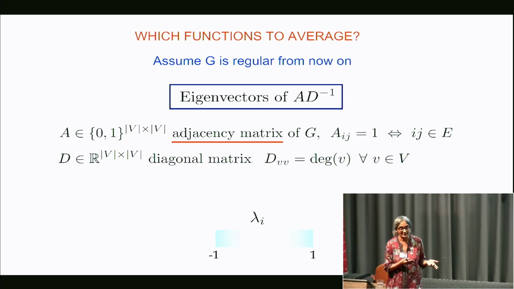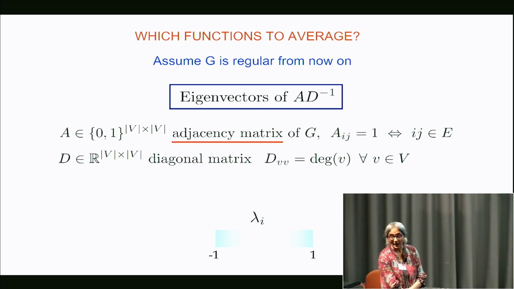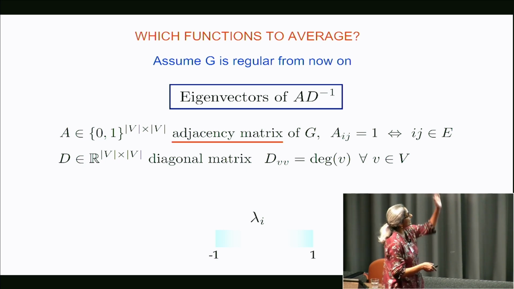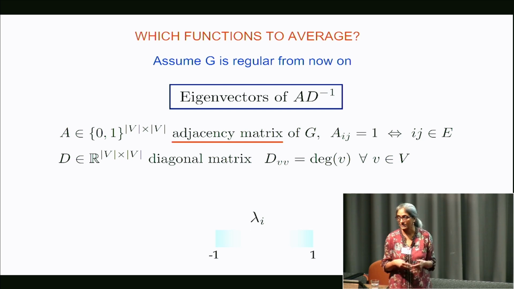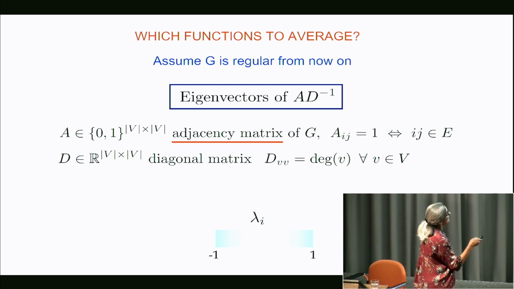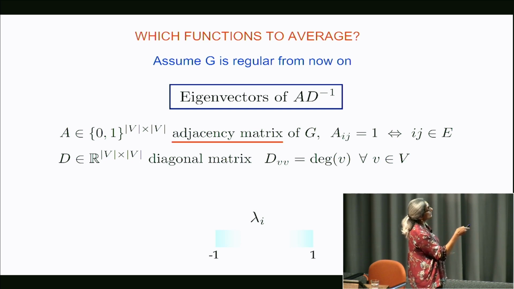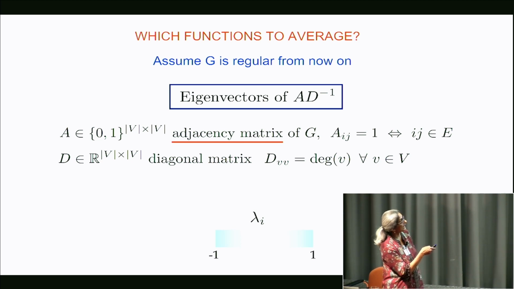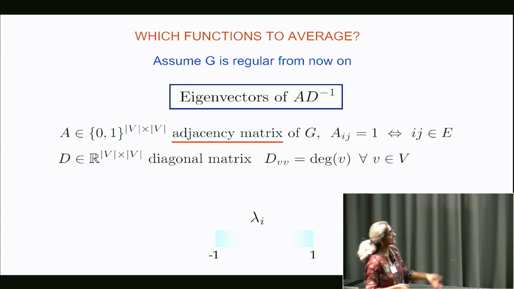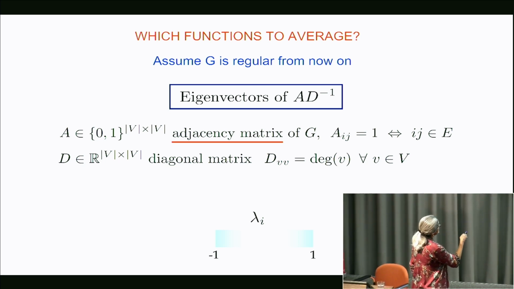So now let's go to the Laplacian of the graph. But because I'm going to assume that my graph is regular, it doesn't matter whether you use the Laplacian or you use the adjacency matrix or a scaled adjacency matrix or whatever. The eigenstructure is the same. The eigenvectors are the same. So for the talk, let's go with trying to average the eigenvectors of AD inverse, where A is the adjacency matrix and D is the diagonal matrix, whose diagonal entries are the degrees of the vertices. But this is a regular graph, so this is just a scaled identity.